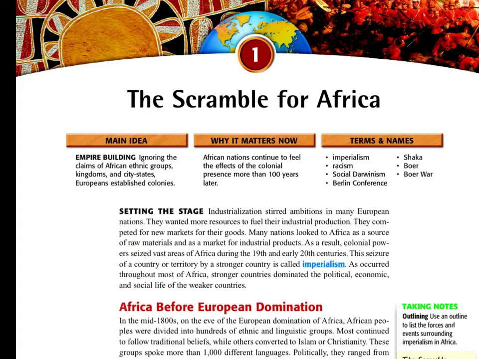You could draw things that represent the time period. What else? Let's see. You could do sort of a crude cartoon of what imperialism means, like something that represents a stronger country dominating a weaker country. And then we've got political, economic, social, whatever you can think of.